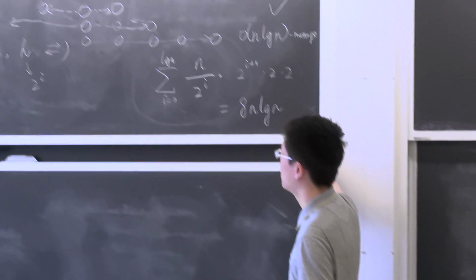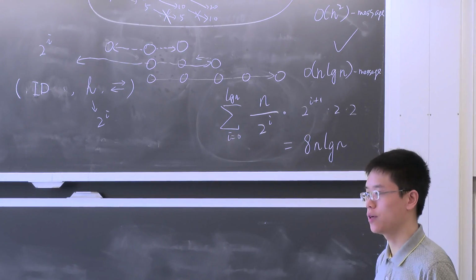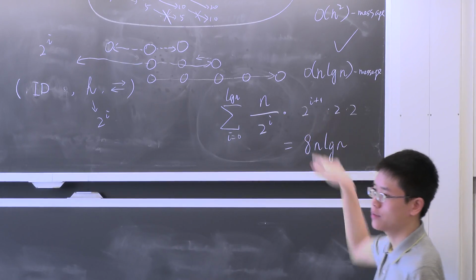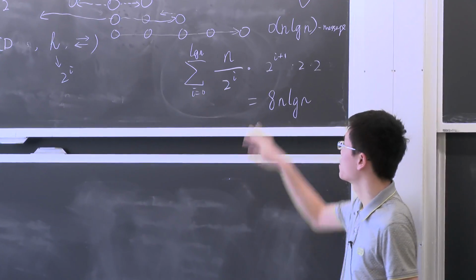I is the number of the round, the ith round. This many nodes are still active, and each of them will send the message this many hops.